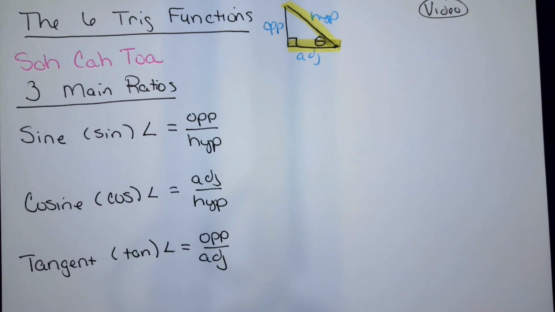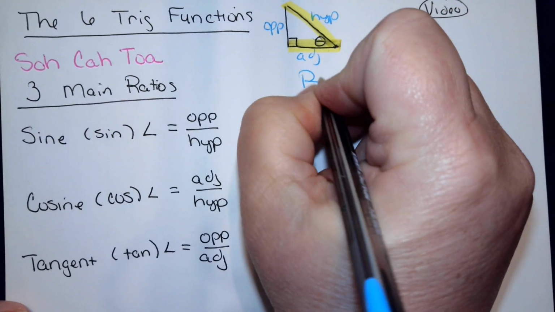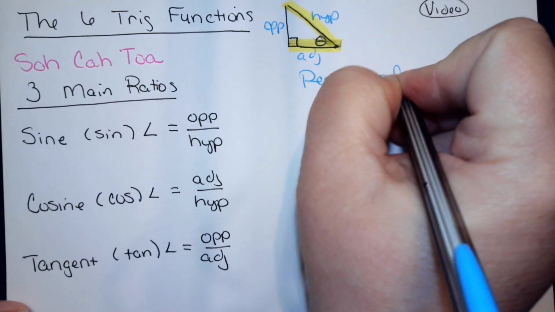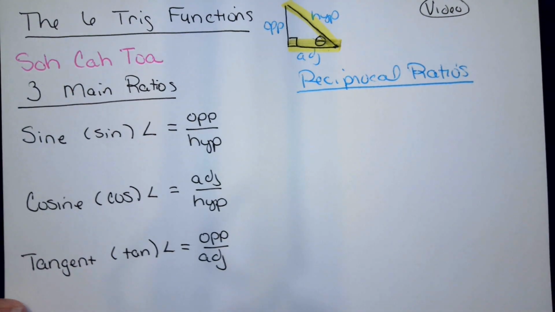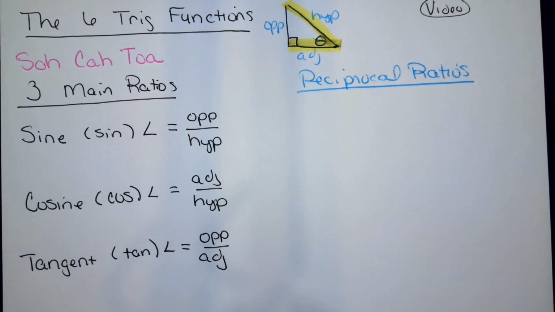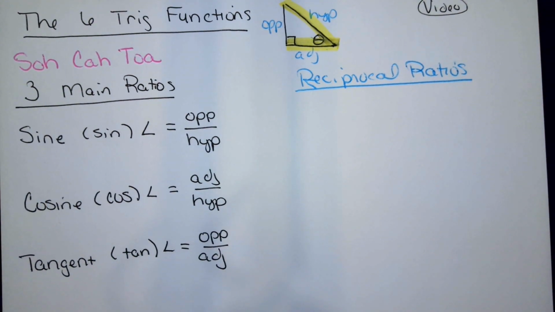So sine, cosine, and tangent are our 3 main ratios that we work with a lot of times. But we also have 3 other ratios, and these are called the reciprocal ratios. As you're copying that down, think about what reciprocal means. Reciprocal means, as y'all like to say, you flip it. That's what we're going to do with these ratios. We're going to flip them.